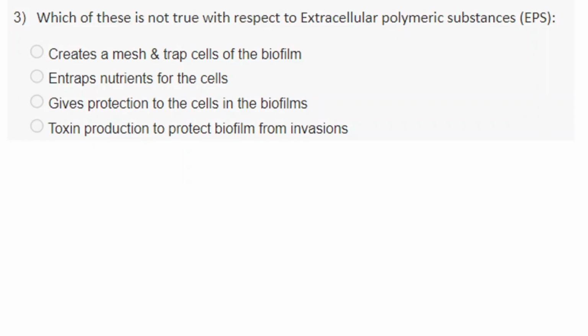Next, we'll move on to the next question. Which of these is not true with respect to extracellular polymeric substances? It creates a mesh and traps cells of the biofilm. It entraps nutrients for the cells, gives protection to the cells in the biofilms, and toxin production to protect the biofilm from invasion.